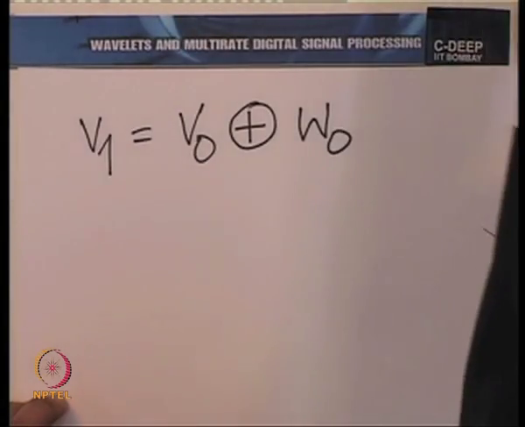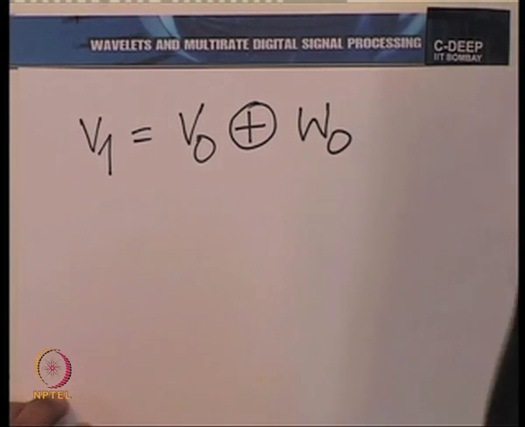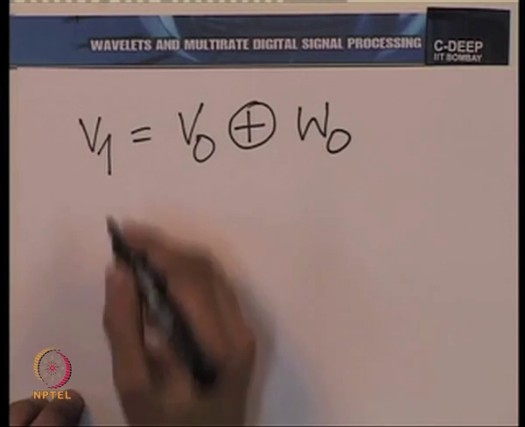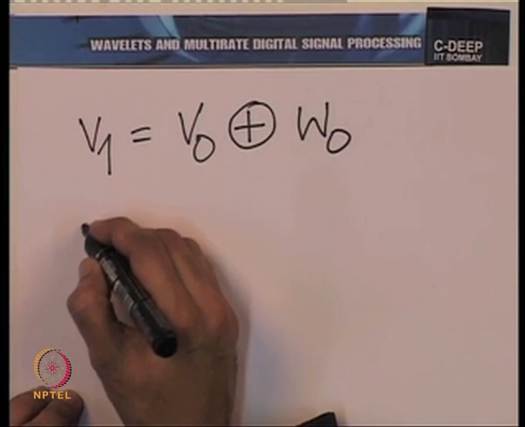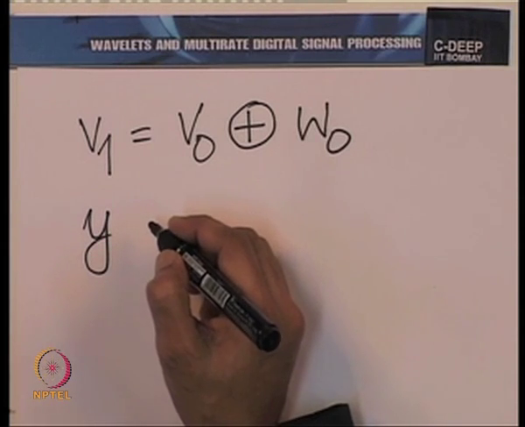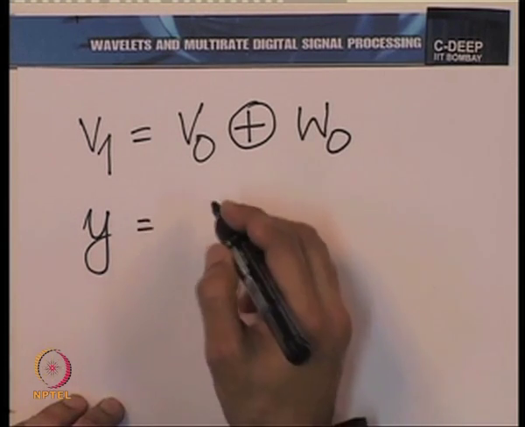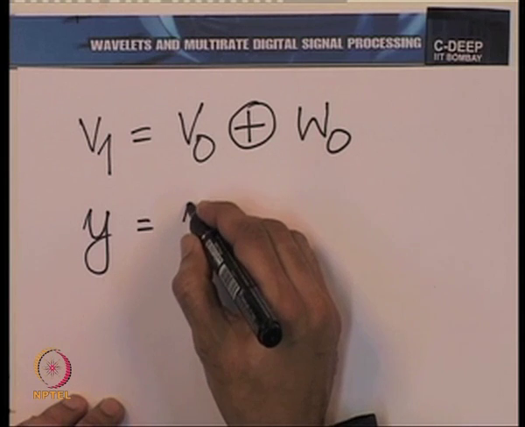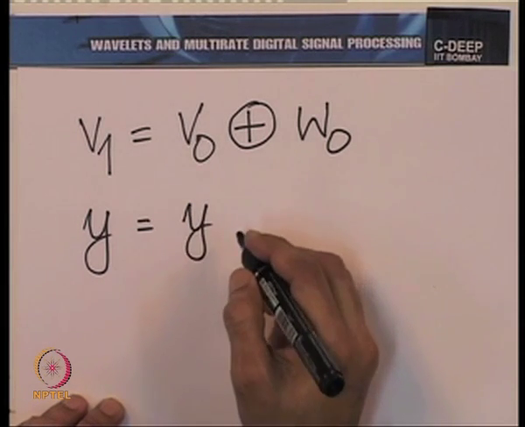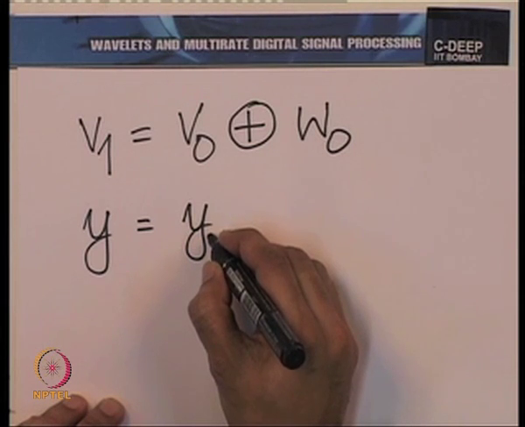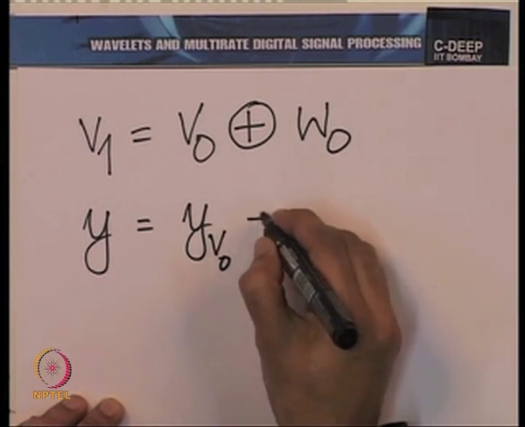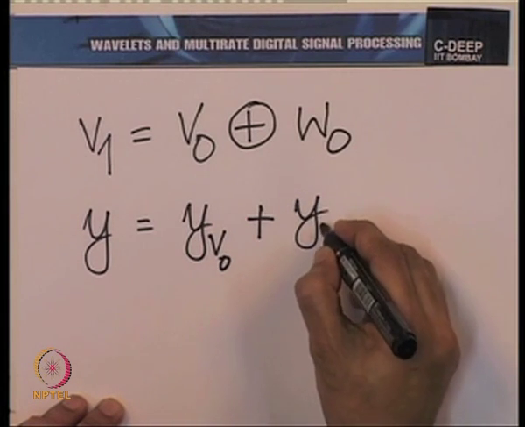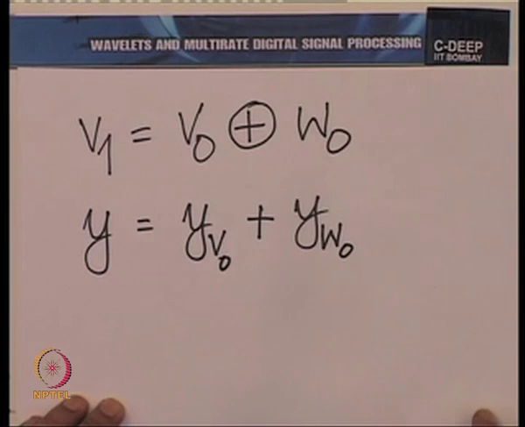So, let us proceed to put down these two projections. So, we have the projection of y on V0, which we shall call YV0, and of y on W0, which we shall call YW0. Let us sketch YV0 first.